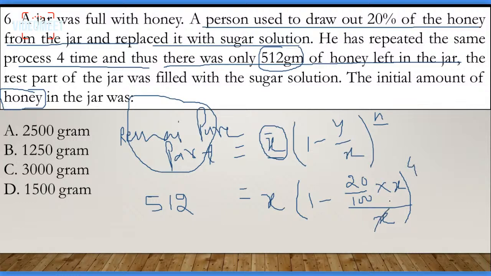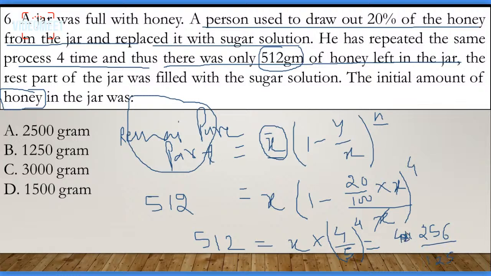On solving this equation, we get 512 is equal to x into 1 minus 20 by 100. 20 by 100 means 1 by 5. 1 minus 1 by 5 is equal to 4 by 5, raised to the power 4. On solving this, we get 256 upon 625, sorry, it is 256 upon 625.